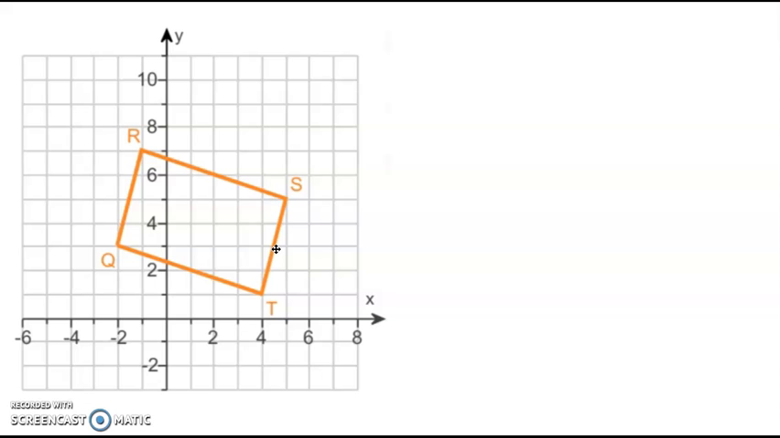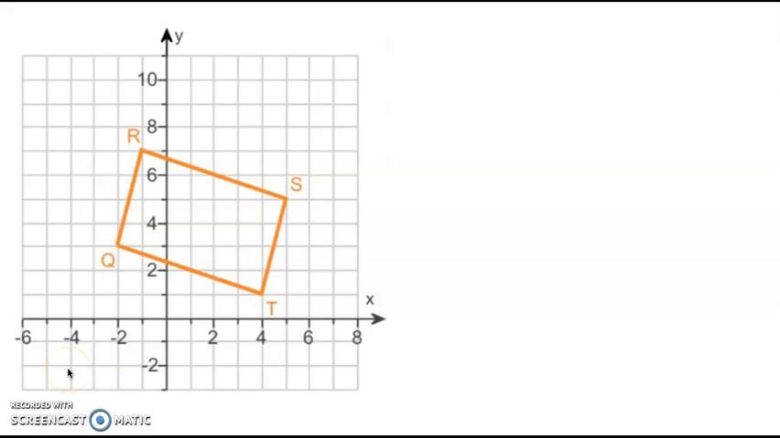Now I'm going to do this again for RS and QT. So I go down 1, 2 over 1, 2, 3, 4, 5, 6. So -1 over 3 for the slope of RS. Let's check QT and see if it's the same. So we go down 1, 2 over 1, 2, 3, 4, 5, 6. So again, -1 over 3. So RS and QT are parallel to each other. So this is a parallelogram.